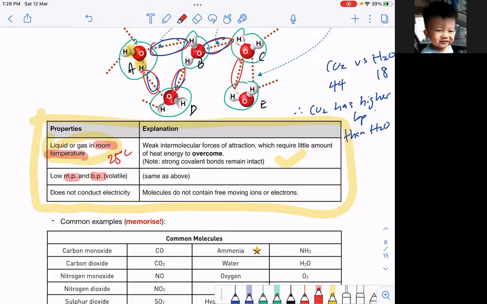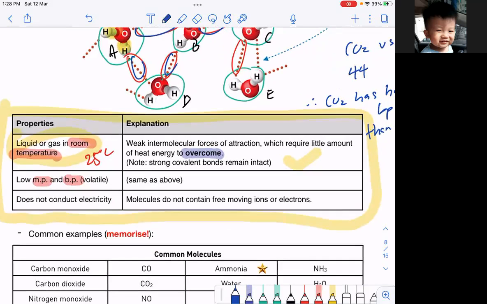And I bolded the word overcome. Because as you all learn, you will know that sometimes you might use the wrong word, not overcome. Many of you will start using, it will require very little energy to break. Because it sounds like you're breaking that part. Don't use the word break. If you use the word break, you lose 1 mark. Forces must be overcome. This is just English. Forces must be overcome.